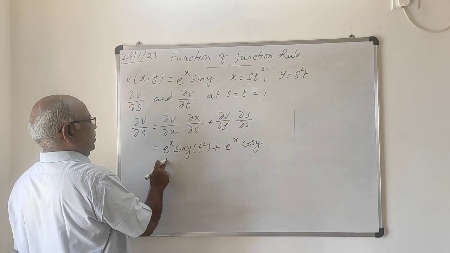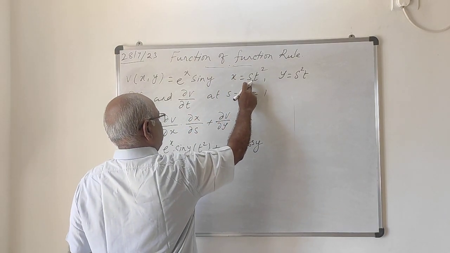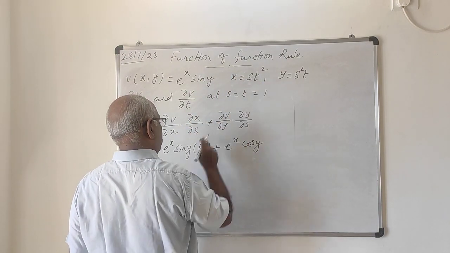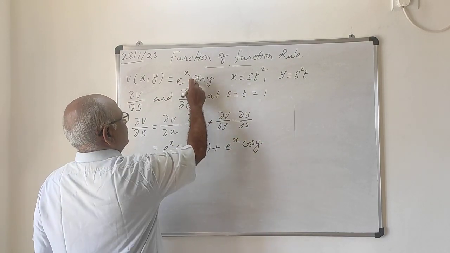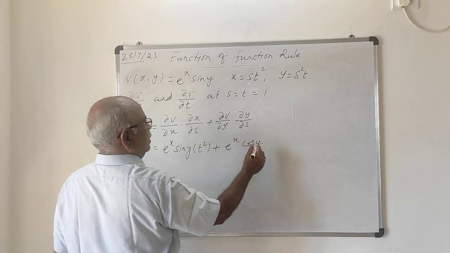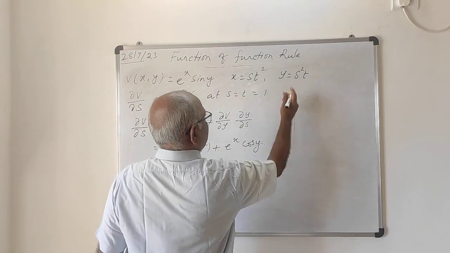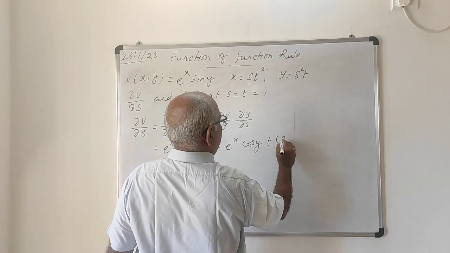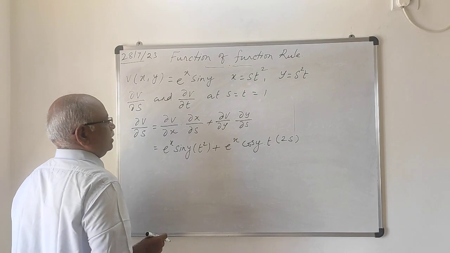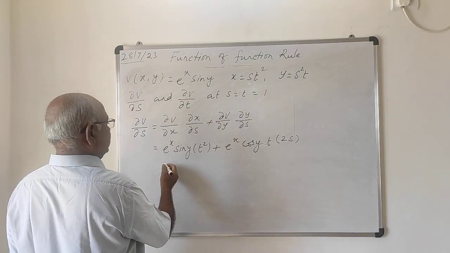e power x derivative is e power x, sin y constant. Dou x by dou s is t square, since derivative of s is 1, 1 into t square, t square. Plus dou v by dou y: e power x constant, sin y derivative is cos y into dou y by dou s. Here s square derivative, t is constant, derivative of s square is 2s. That's all. That is e power x.